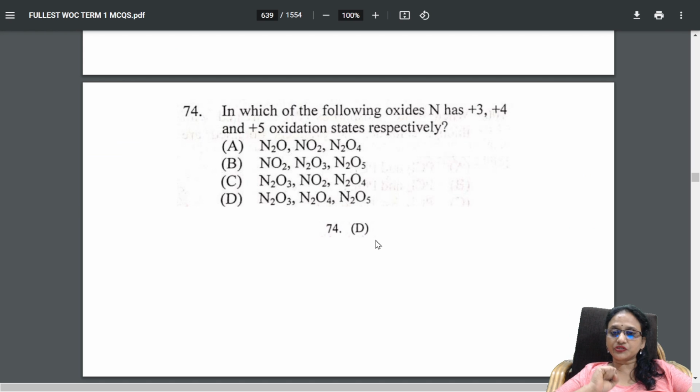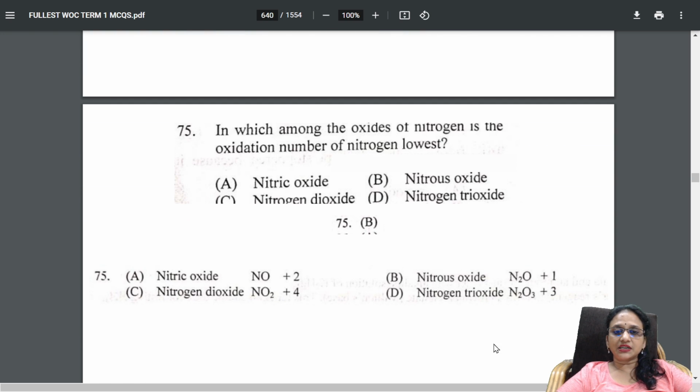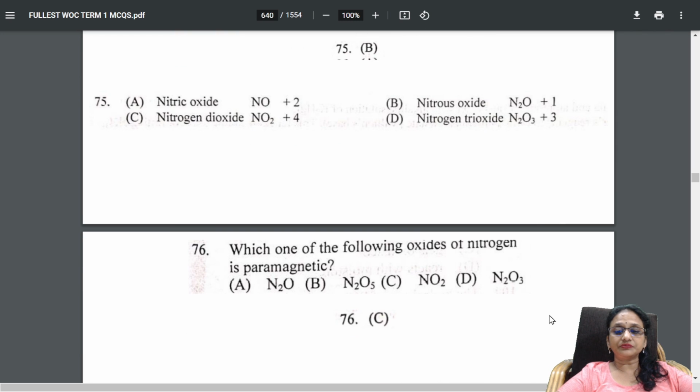Next question: in which of the following oxides does nitrogen have +3, +4, +5? Here options are given, and you can directly remember that. Here, which oxide of nitrogen is the lowest? The calculation part is also given below.